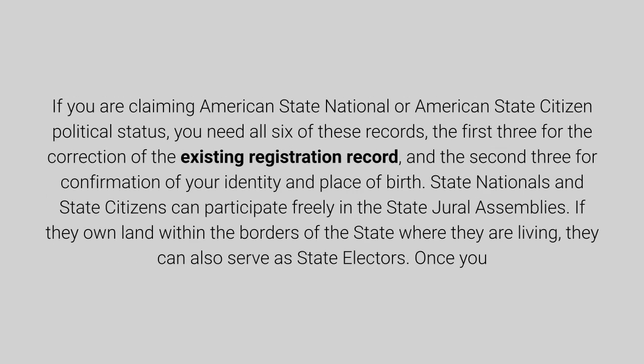If you are claiming American state national or American state citizen political status, you need all 6 of these records, the first 3 for the correction of the existing registration record, and the second 3 for confirmation of your identity and place of birth. State nationals and state citizens can participate freely in the state jural assemblies. If they own land within the borders of the state where they are living, they can also serve as state electors.